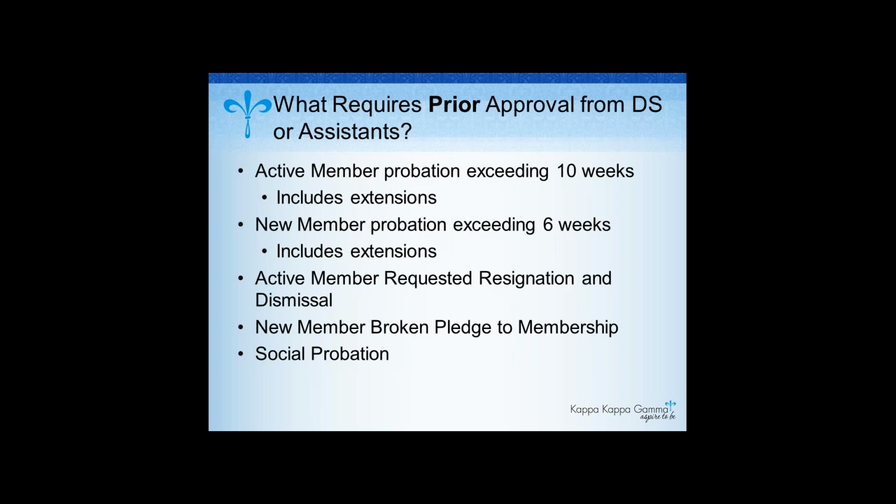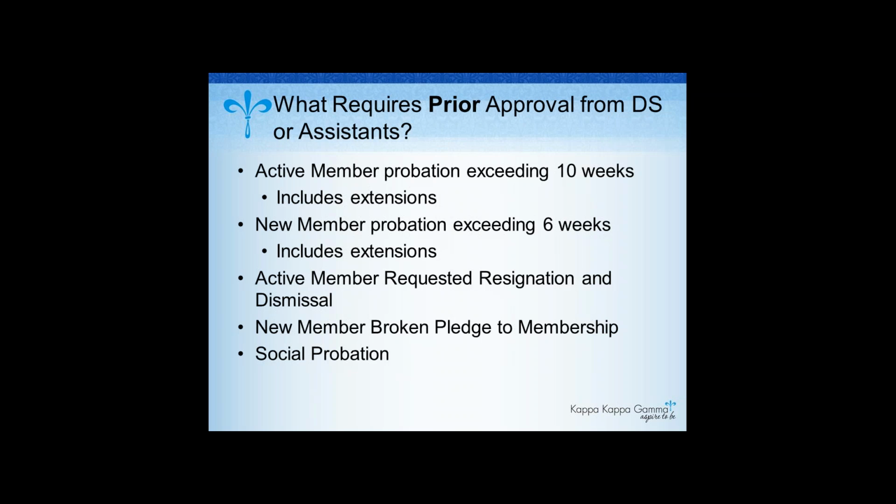For the requested resignation, dismissal, and the broken pledge, you need to have approval. The VPS needs to get approval before mentioning this as a course of action to a member. So we are not able to say that this is even an option until the Director of Standards is talked to and given more information. I know sometimes it can be tempting for members to be given this information beforehand, but we really just need to get this requested beforehand. We don't want to be throwing this around.